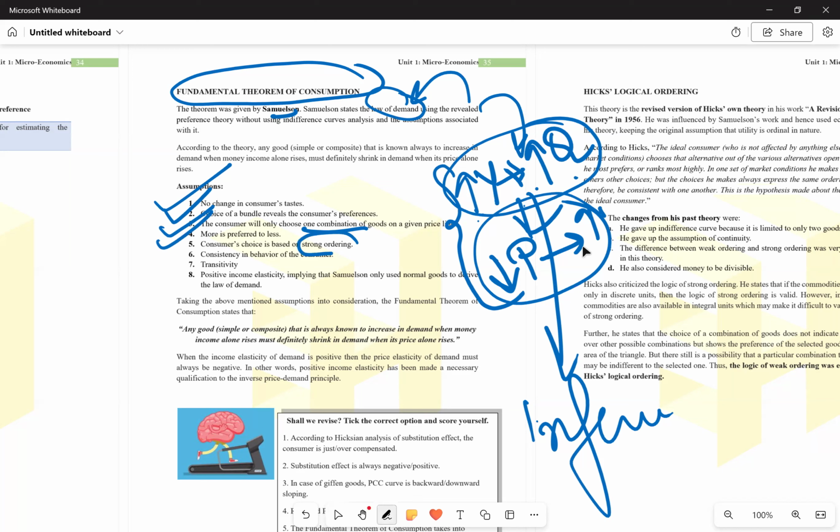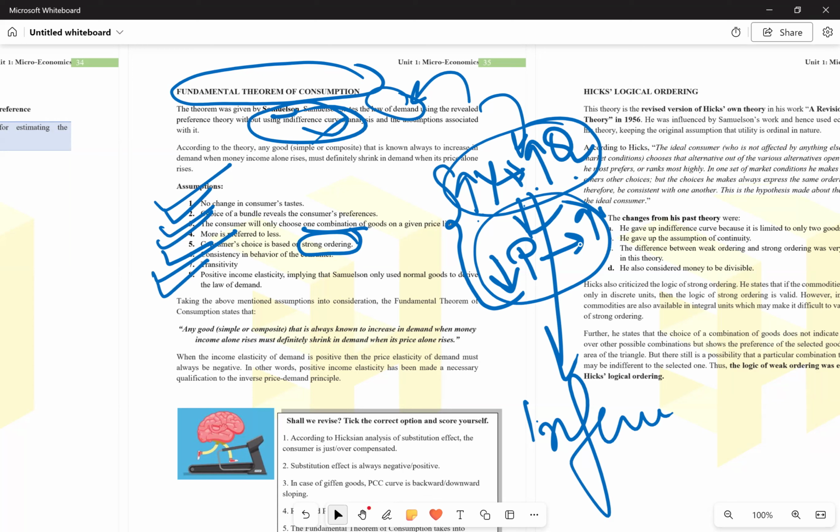Strong ordering means because he's not used indifference curves. He's not used any sort of indifference between goods. Okay. Then there is consistency of choice. And then there is transitivity, right? And positive income elasticity. He's classified the goods, whereas in his revealed preference theory, he did not make any classification between normal and inferior goods.